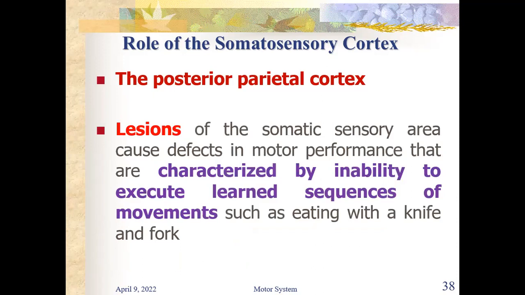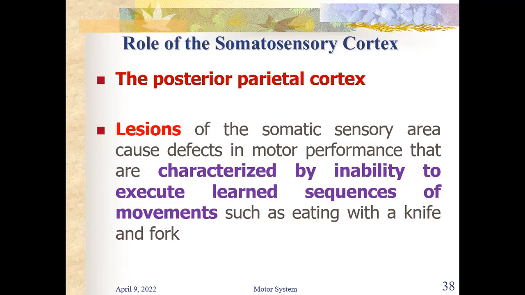So the posterior parietal cortex, still on its role in movements. When there is a lesion or injury to the somatic sensory area, it will cause defects in motor performance that are characterized by inability to execute learned sequences. Lesions in the somatic sensory area, somatosensory cortex, okay? We also have what we know as ataxia as well. We have apraxia, which is injury to the premotor area. When there is an injury or lesion to the premotor area, it will lead to a condition known as apraxia.